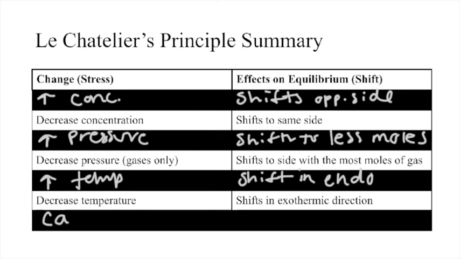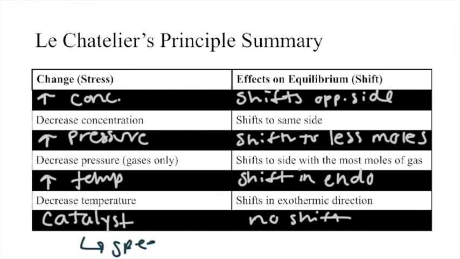And this last one, I didn't talk about it on its own slide. I was just going to talk about it here because it's not that it's not important, but there's really no shift. So when we add a catalyst, there is no shift. Remember, a catalyst is just speeding up the reaction, right? It's not a product. It is not a reactant. So there is no shift. It's not affecting the equilibrium. It's just helping us get through the reaction faster and faster.